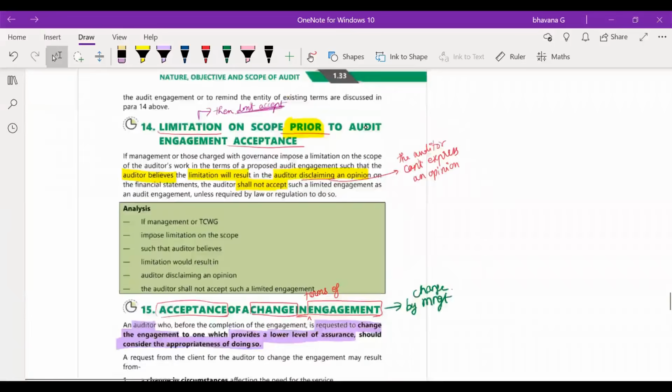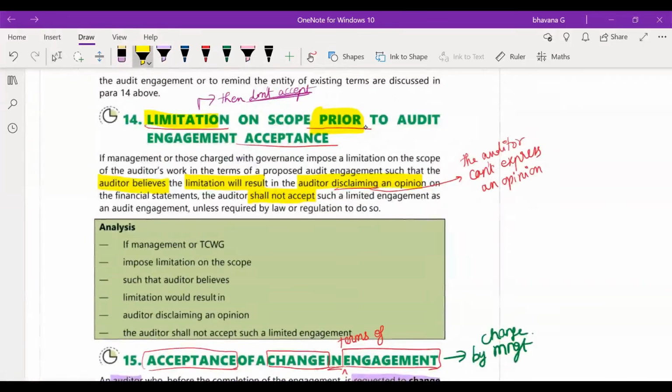Next, the topic we are going to study is the limitation on scope prior to the audit engagement acceptance.